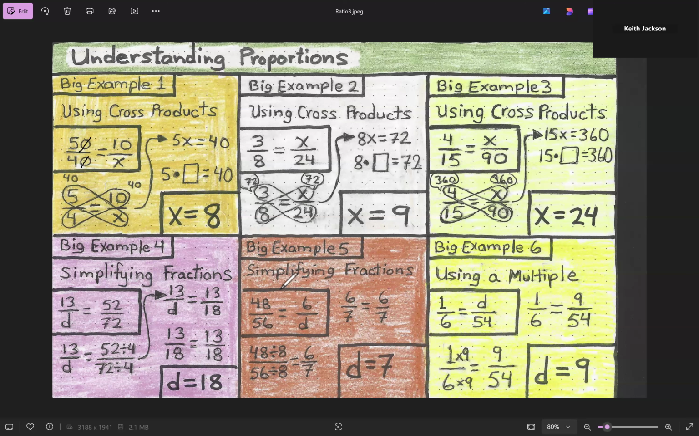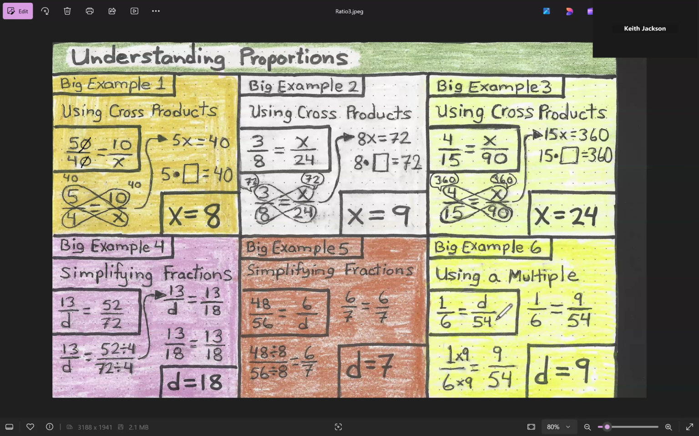All right, and so let's move on to big example 5, again, in which we're going to simplify the fraction before we actually work it out. We know that we can simplify 48 over 56 by dividing both numbers by 8. And when we do that, we get 6 over 7. And guess what? Since 48 over 56 is equivalent to 6 over 7, and the numerator is already 6 over here, then D again has to be 7 because 6/7 will have to equal 6/7.